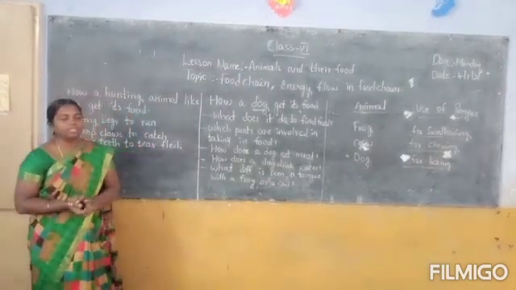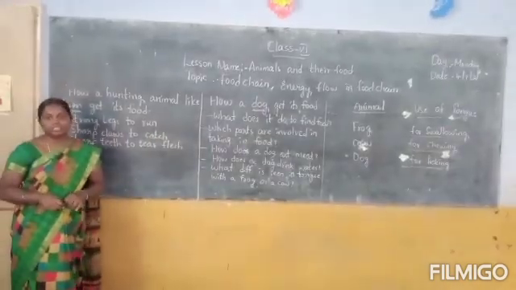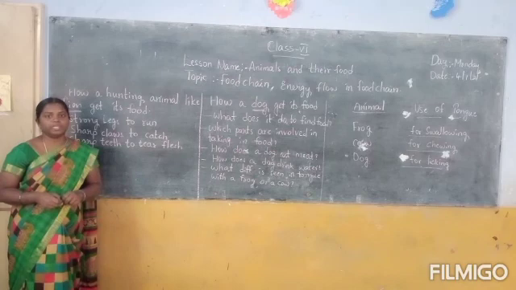So we are dealing with the lesson called Animals and Their Food. In our previous class we learned about rumination. So what did we learn about rumination?